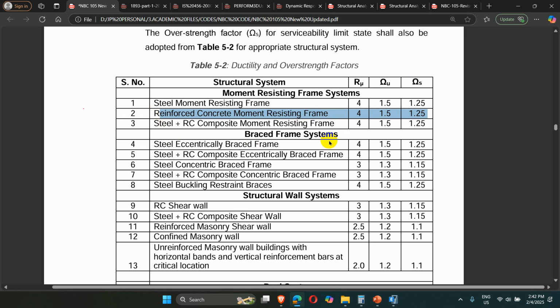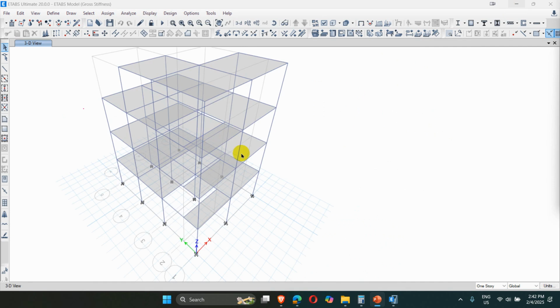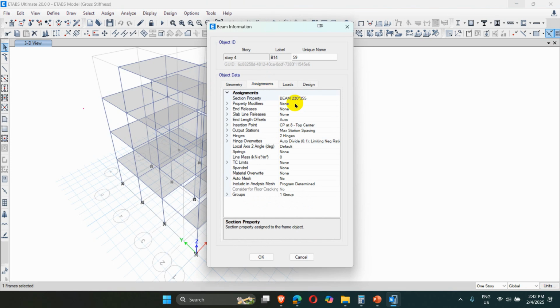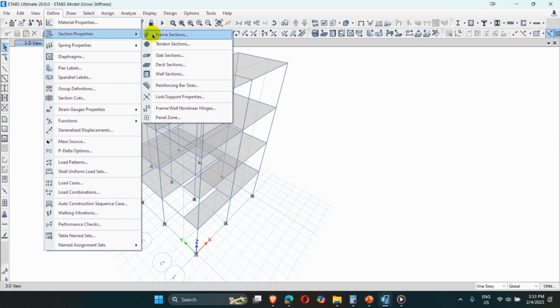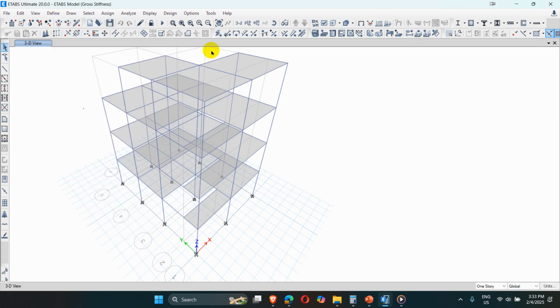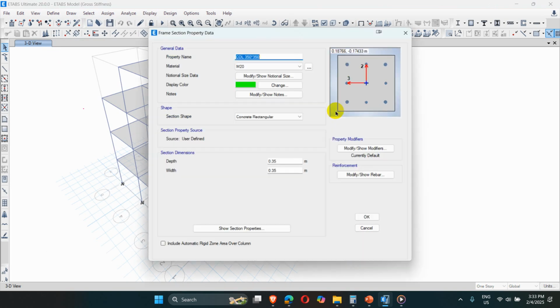Okay, after this, let me turn to ETABS. Here this is the ETABS model. Everything has been modeled in ETABS. The beam section is 230 by 355 and the column section is 350 by 350. There are two options for assigning the stiffness modifier in ETABS. The first one is to go to Define, Section Properties, Frame Sections. Let me select the column and go to Modify/Show Property.